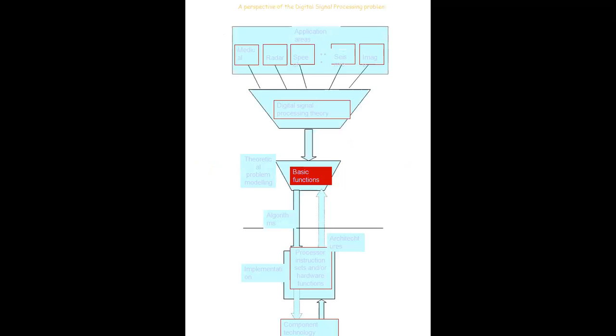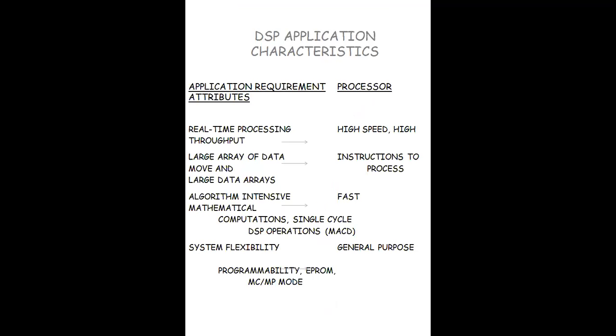Okay. And then what about the perspective of digital signal processing problems? So we'll have different application areas: medical, radar, speech processing, seismic processing, and image processing. Whereas in the case of basic functions, we'll have an algorithm, a processor, instruction sets or hardware sets, implementations, architectures, and component technologies. So these are all the ways in which we'll have DSP characteristics.